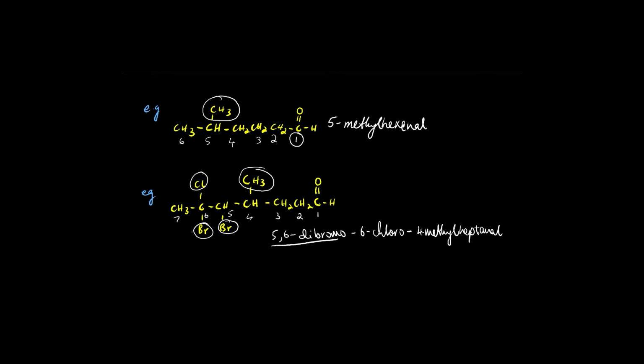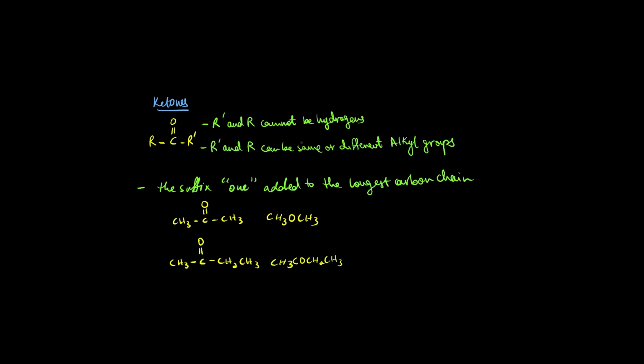Clearly you can see the 5th and the 6th carbon have the bromine substituents on them, so 5,6 dibromo. 6 chloro because the 6th carbon has the chlorine substituent, and 4 methyl because the 4th carbon has the methyl substituent. Heptanal because hept is there due to the 7 carbons in the longest carbon chain, and heptanal is there due to the aldehyde nature of the entire compound. Now moving on to the naming of ketones.